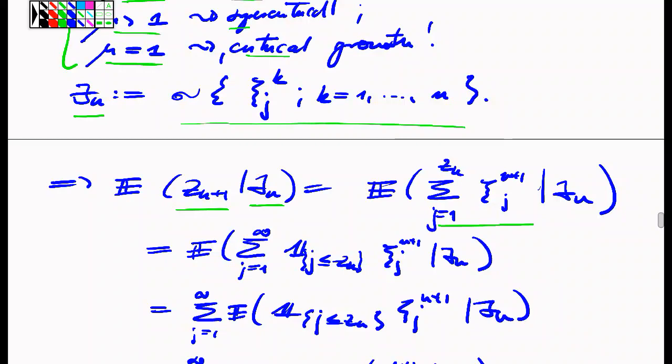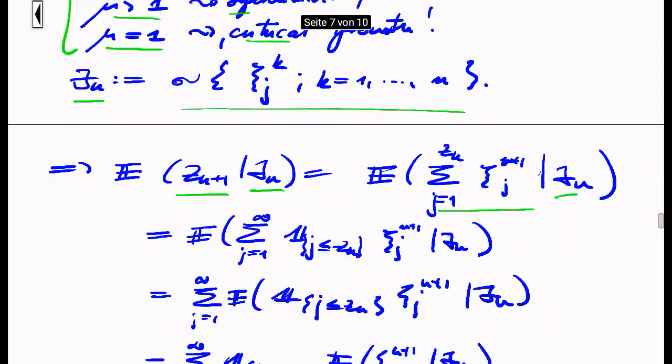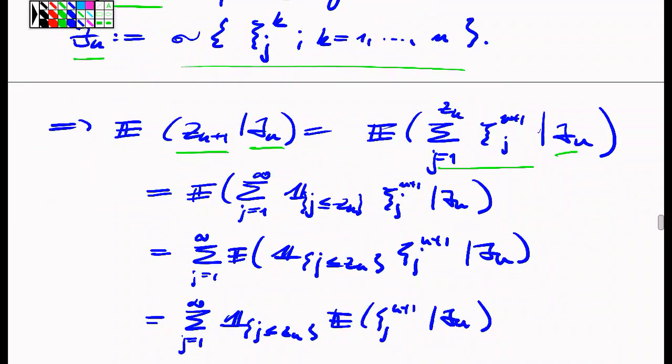Now, by the definition of this Z n process, this random variable Z n+1 is just the sum of these individual offspring variables given F n. We just can take the conditional expectation. So this sum, which is taken up to the level Z n, can also be written as a sum with respect to all j, but where we have to put in this additional indicator. Now we exchange expectation and the sum.